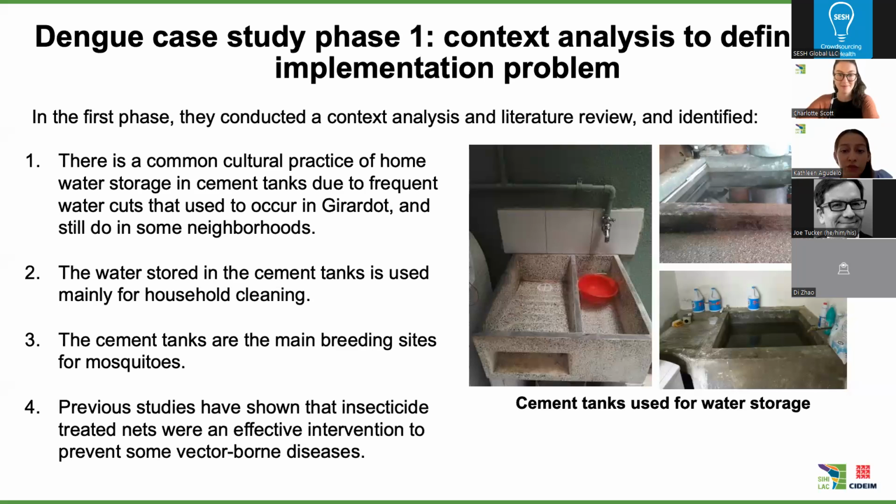We have a justified cultural practice of storing water in cement tanks, but these tanks are the main mosquito breeding sites. We have an intervention that has been tested in controlled settings, the insecticide-treated nets. What innovative idea, either using nets or a different idea, do you have to solve that problem?